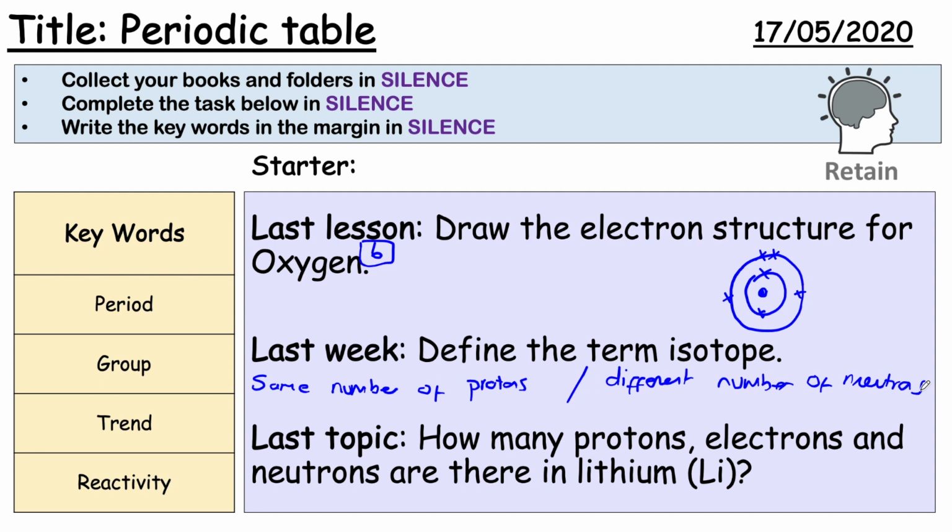And finally, how many protons, electrons and neutrons are there in lithium? Well, lithium has a mass number of 7 and an atomic number of 3. So it has 3 protons, 3 electrons, and for neutrons it would be 7 minus 3. So that equals 4 neutrons. Okay, let's get into today's lesson.